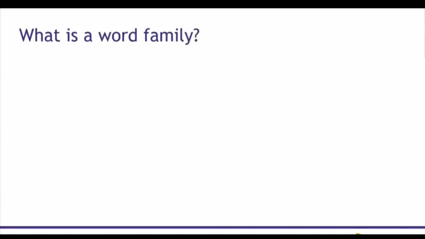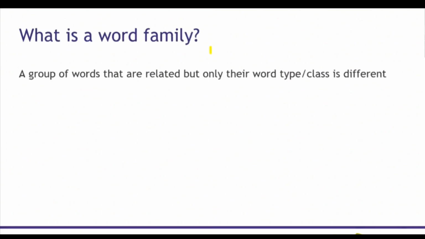Okay, so what is a word family? A word family is a group of words that are related, just as we're related to people in our families, but their word type or class is different. By word type or class, we mean, for example, an adjective, a verb, a noun, or an adverb. The words have something in common.